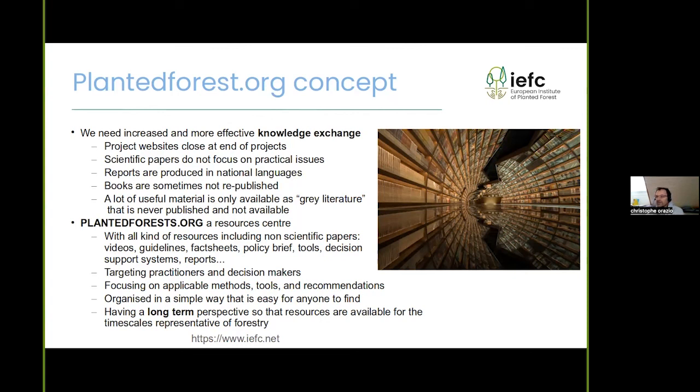There's a lot of things in the literature. So what we want to set up is something dedicated to people working on planted forests with all kinds of resources, including videos, guidelines, fact sheets, but also tools, decision support systems, and any kind of relevant data set. We want to target practitioners and decision makers to facilitate exchange of knowledge between this group and the scientific community working hard on this topic. We want to focus on applicable methods, tools and recommendations, things that really can be used by any kind of decision makers. We want to organize it in a simple way so that it is easy to find. And we want to have this information secure on a long-term perspective, being an association where all the people contributing can be part of the governance.